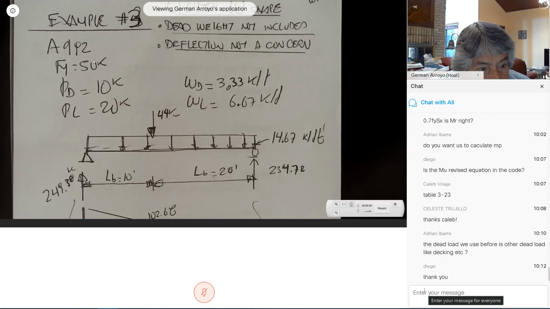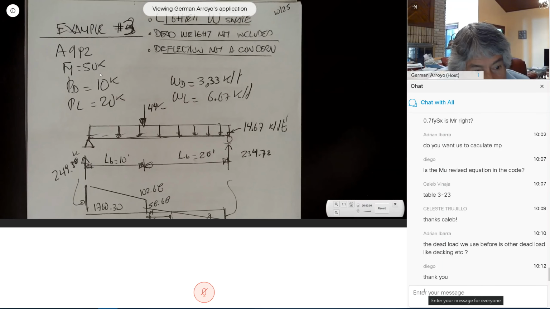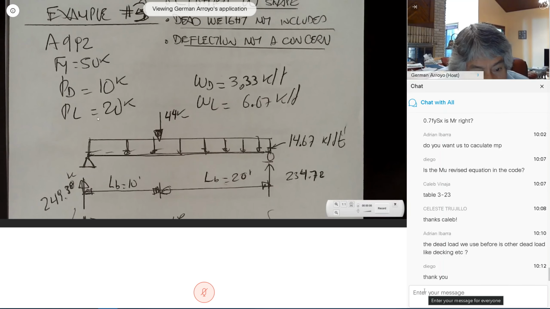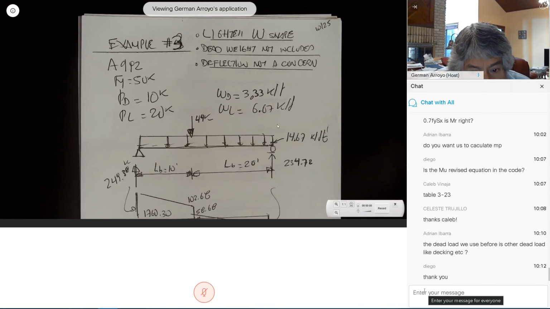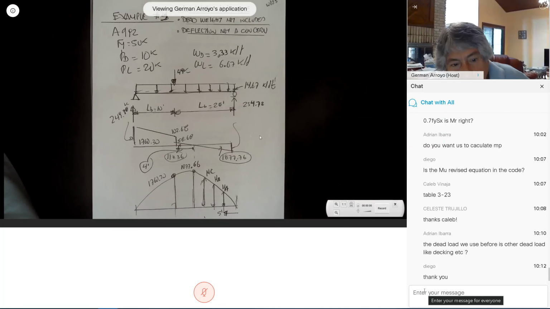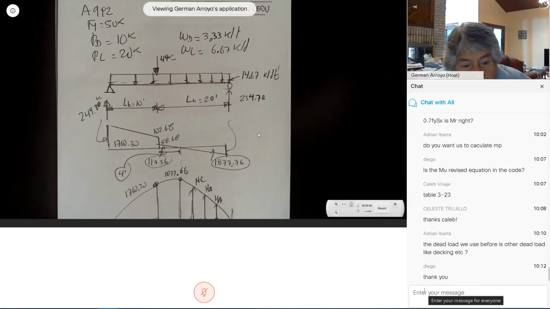So what we had in here, FY15, there's a point load, dead load 10, live load 20. There's a dead load that doesn't include the weight of the beam, 333, and the live load. So I have factored the uniform load, 1467, and I have factored the point load. This problem, you have to find where the shear is 0, the moment is going to be maximum.